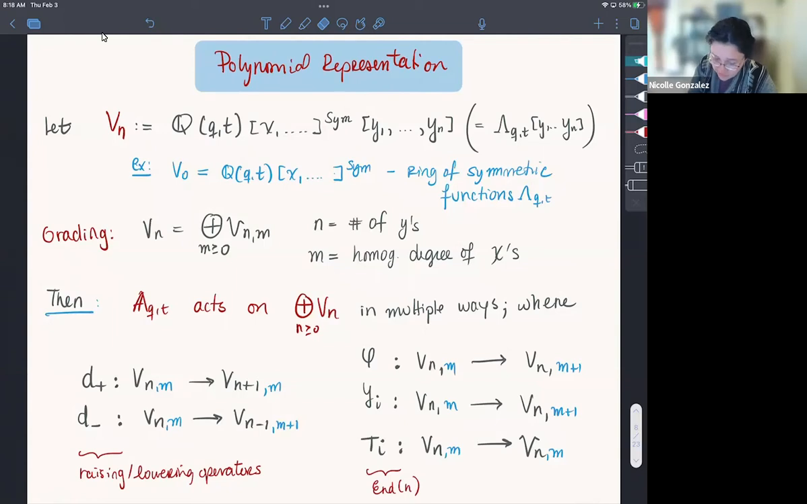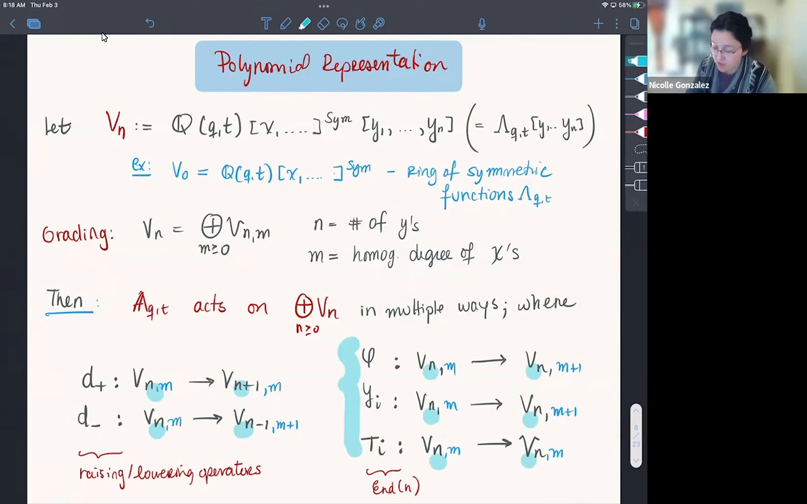With that in hand, we're going to define an action of AQT, where we're again going to think of D plus and D minus as being raising operators and lowering operators. So they take us from n to n plus 1, or n to n minus 1. And then these other operators are endomorphisms of it, so they're going to preserve the n.